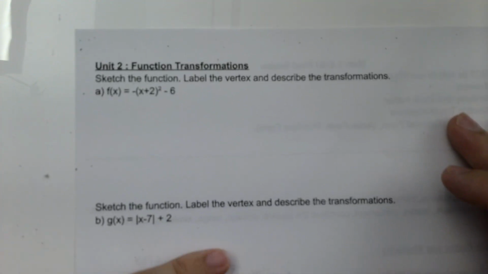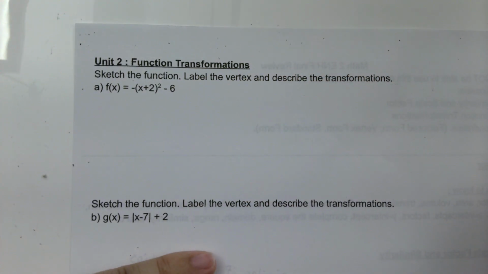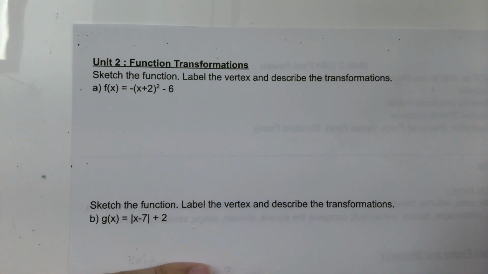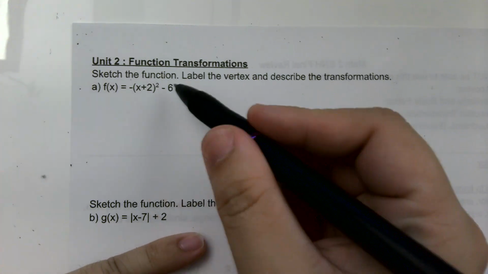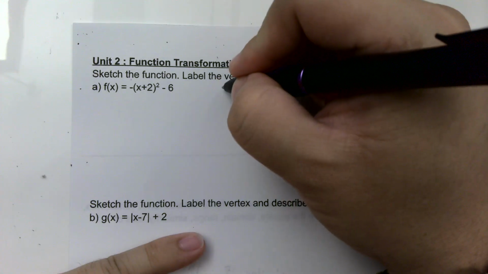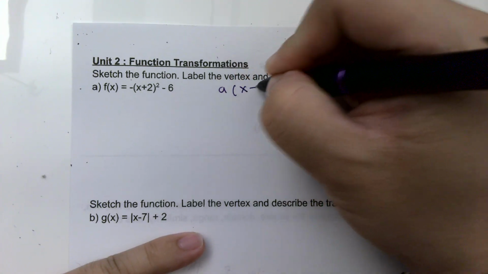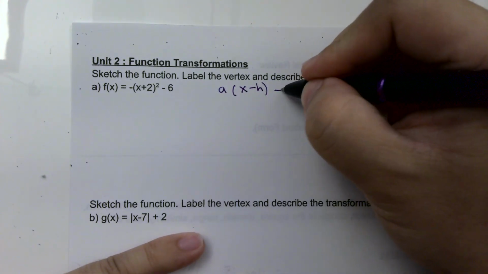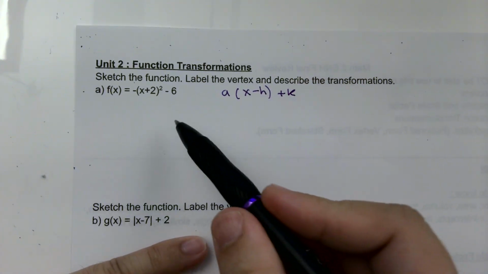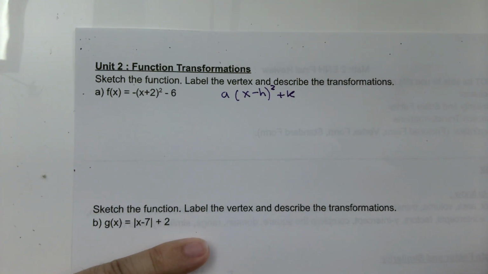You're going to sketch the function. You're going to label the vertex and describe the transformations. Function transformations: every function transformation has the form a times f of x minus h plus k. In this case, it's a quadratic, so I'm going to write the general form of a quadratic transformation.